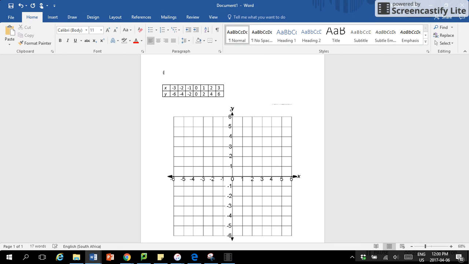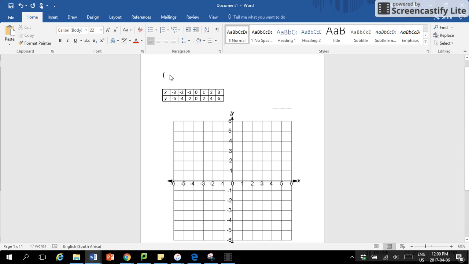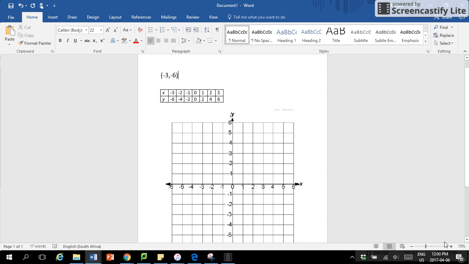-3, oh gosh, can't even see that. Let's make that a bit bigger. There we go. If I gave you -3 and I put a comma and I go -6, and we're talking about coordinates, you should know that that -3 is the X and the -6 is the Y, okay? You've got to know that. First number is X, second number is Y.